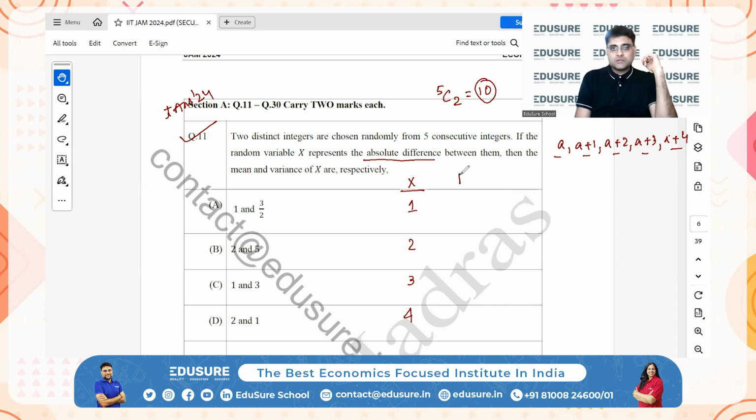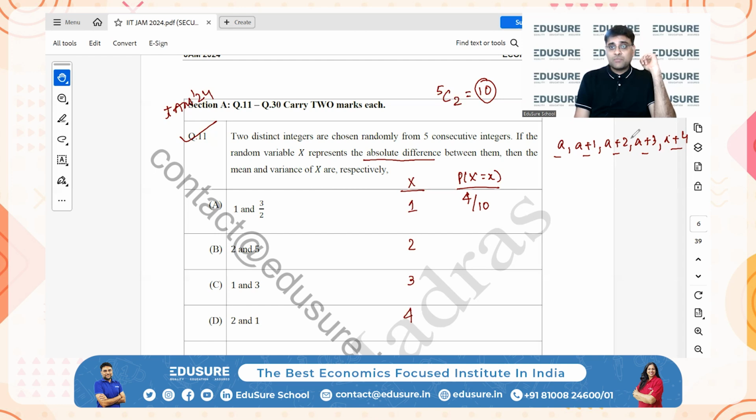Now let's compute the probability. Difference of 1: a and a plus 1, a plus 1 and a plus 2, a plus 2 and a plus 3, a plus 3 and a plus 4. So how many cases are there? 1, 2, 3, 4. 4 cases are there. So 4 by 10, as total cases are 10.